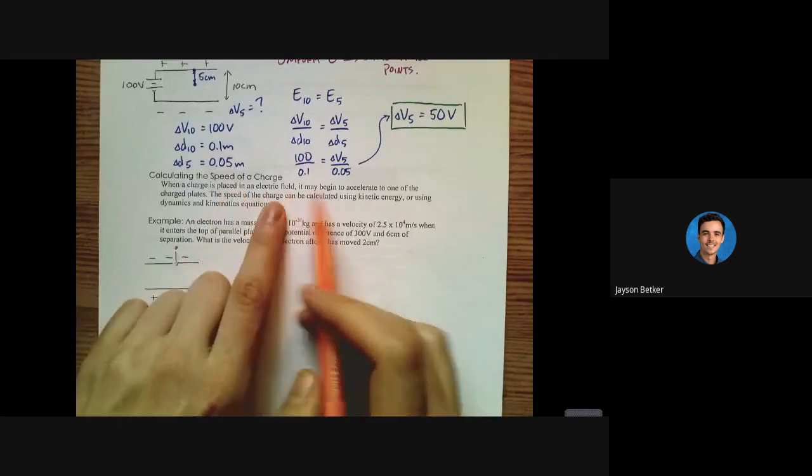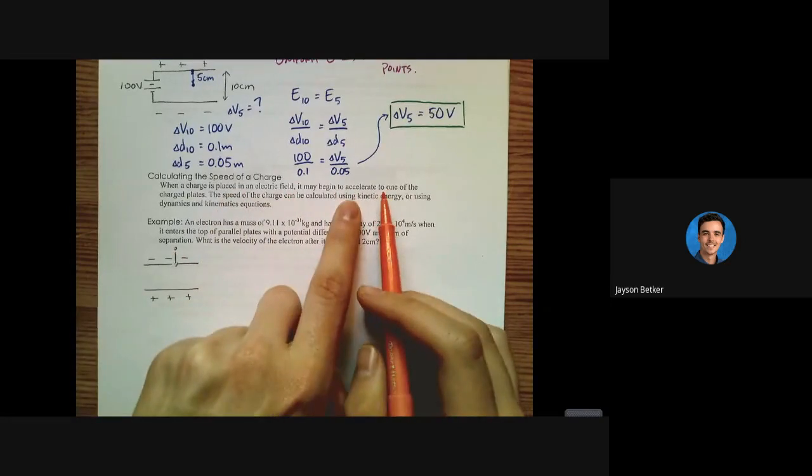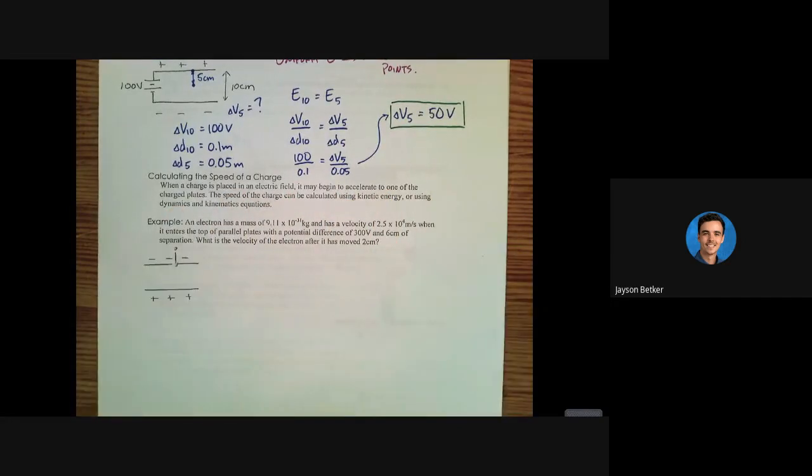When a charge is placed in an electric field, it may begin to accelerate toward one of the charged plates. I mean, most likely it will, right? Because our charge is going to have a positive or a negative value. If it's positive, it's going to want to shoot away from the positive plate and towards the negative one. And if it's negative, it's going to want to do the opposite. We can find the speed of that charge using our kinetic energy formula.